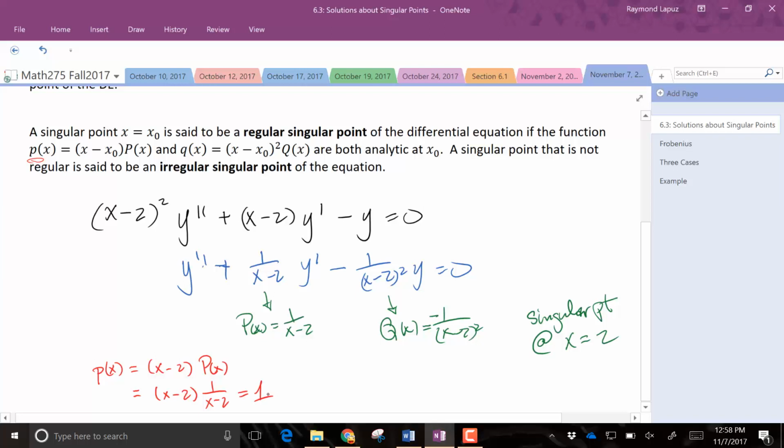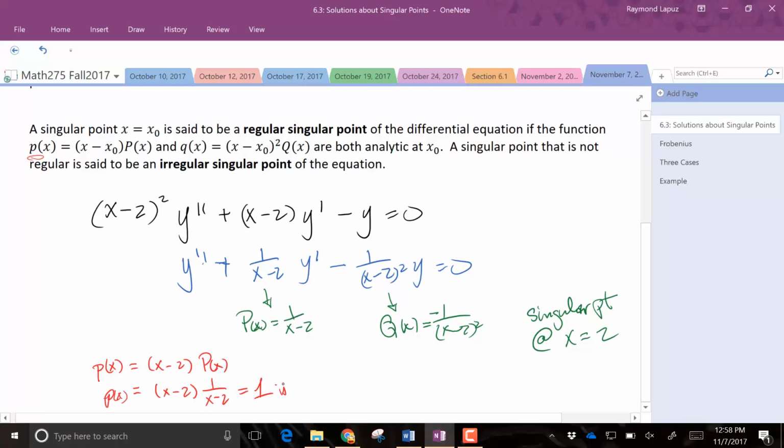And we notice now that this new little p of x function is analytic at 2 because it's just 1, it's a constant. So now that it's analytic, it means we're halfway through proving that this is a regular singular point.